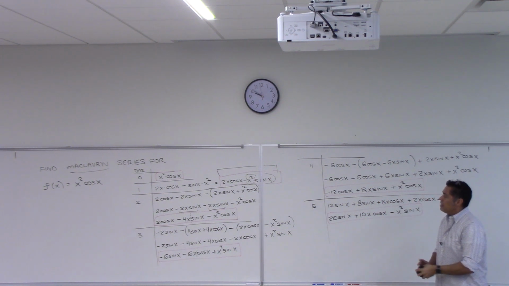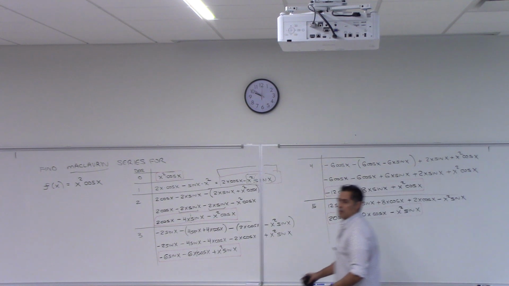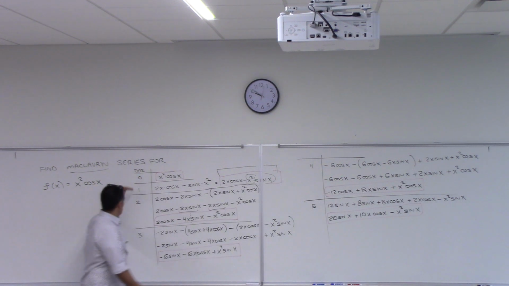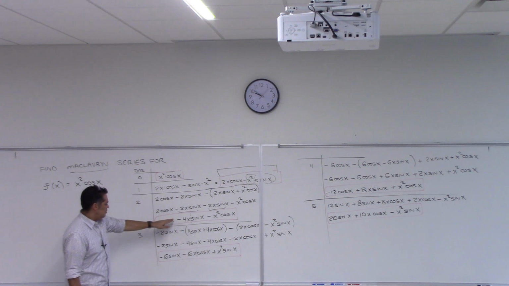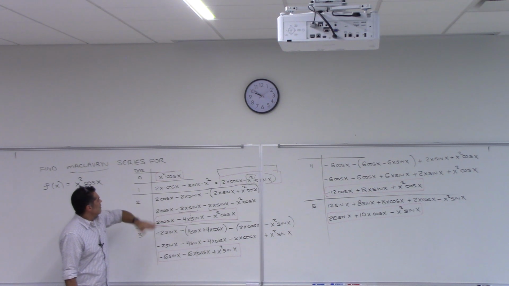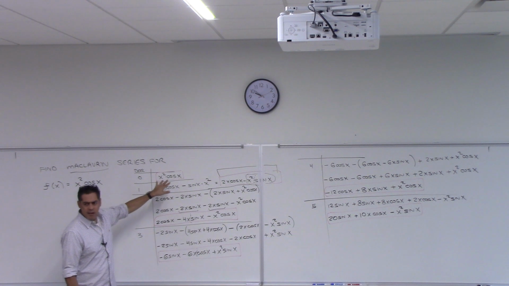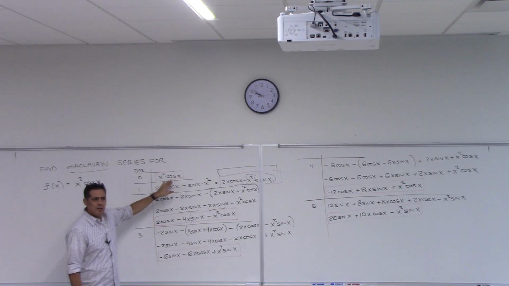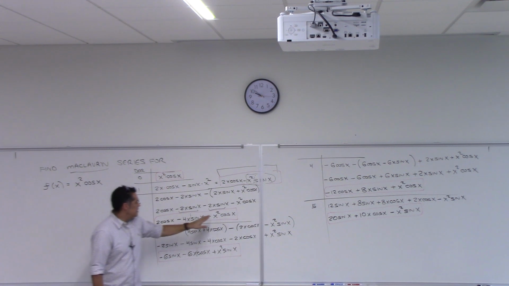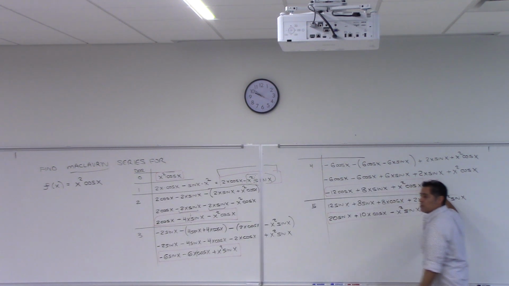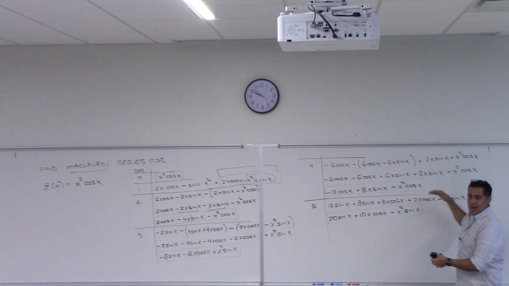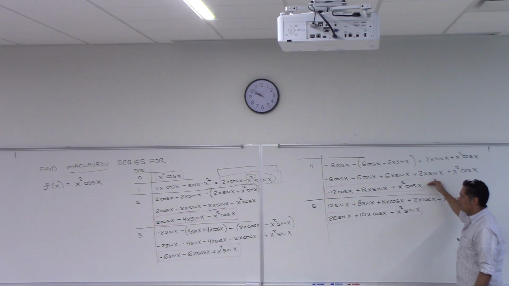Let's look at all the even ones first. Even derivatives, even meaning 0, 2, and 4. What do they all have in common? They all have x squared cosine x, don't they? X squared cosine x, then minus x squared cosine x, then plus x squared cosine x. They all have that alternating happening with the x squared cosine x.